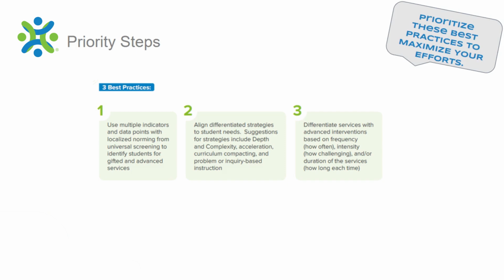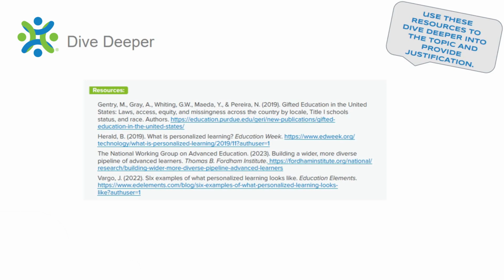Using multiple indicators and data points is a must when looking for students who need gifted services. It is also crucial that the strategies are aligned to the needs of the students. Some of the high-yield strategies include using the depth and complexity framework and icons, acceleration, curriculum compacting, and problem or inquiry-based instruction. When you decide to use differentiated services, differentiate based on frequency, intensity, and/or duration. Dive further into this research.